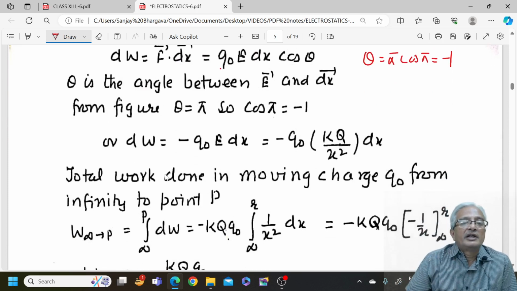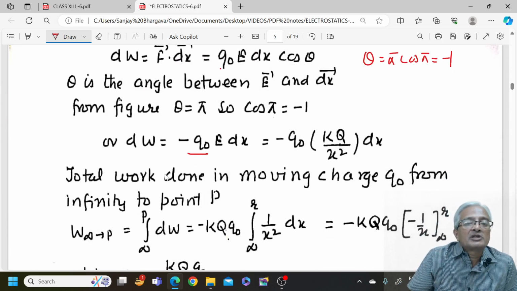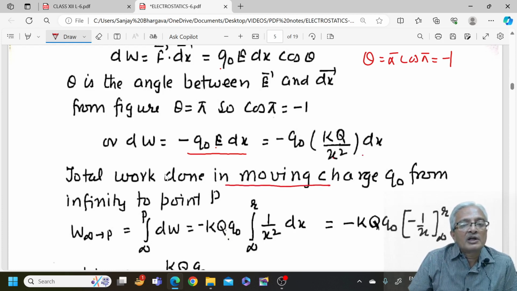Now I get dW equal to minus Q0 E dx. And what is the value of the electric field? KQ upon X square. Now, if I want to calculate the total work done in moving a charge Q0 from infinity to point P, then I must integrate both sides.